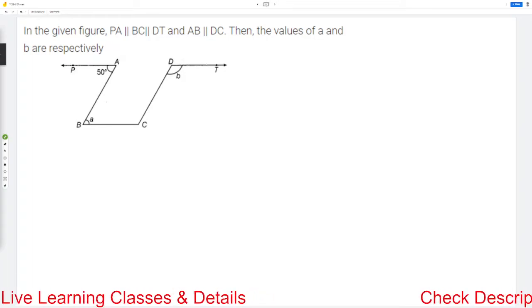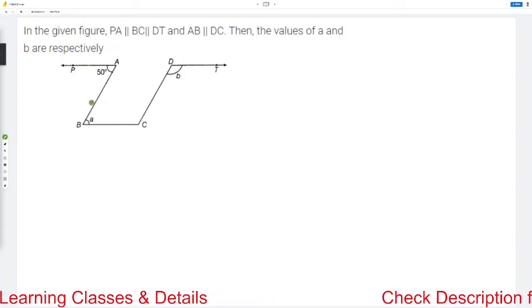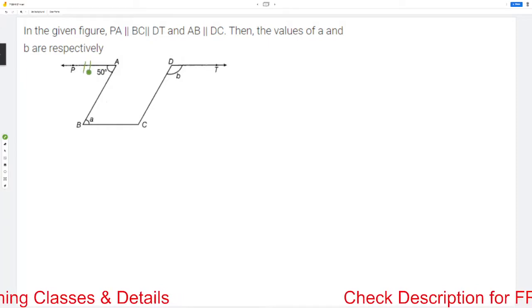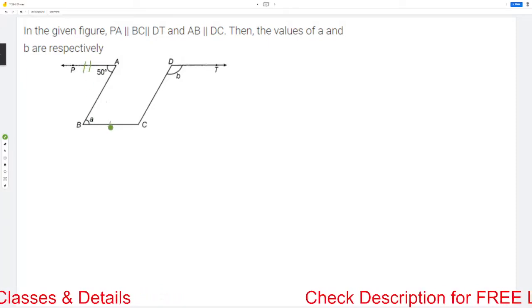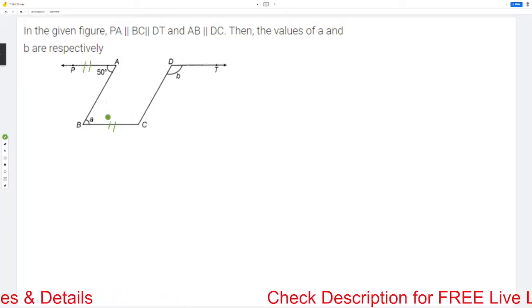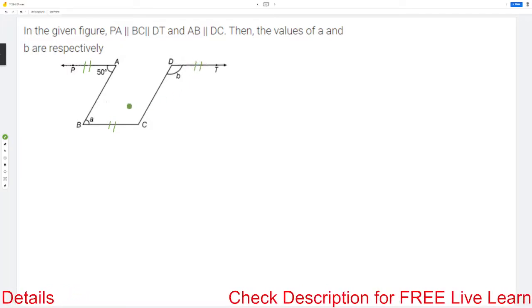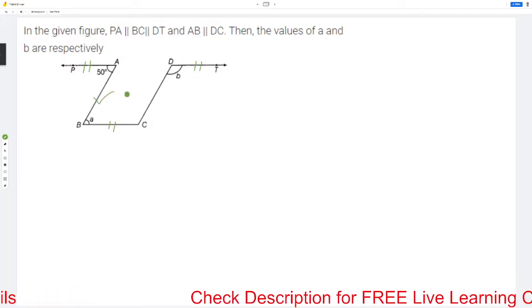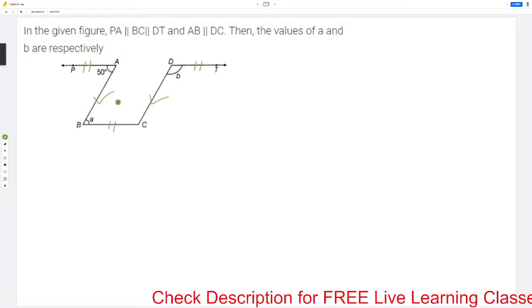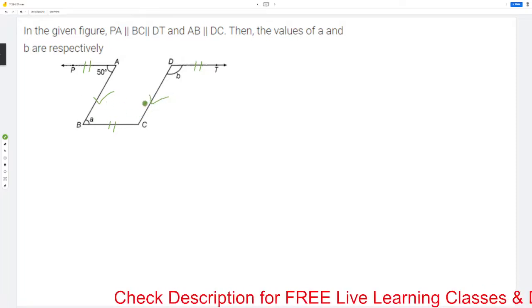So here in this question we can see that PA is parallel to BC, and BC is parallel to DT. Okay, good. And AB is parallel to DC. I am using this tick sign to differentiate which lines are parallel.